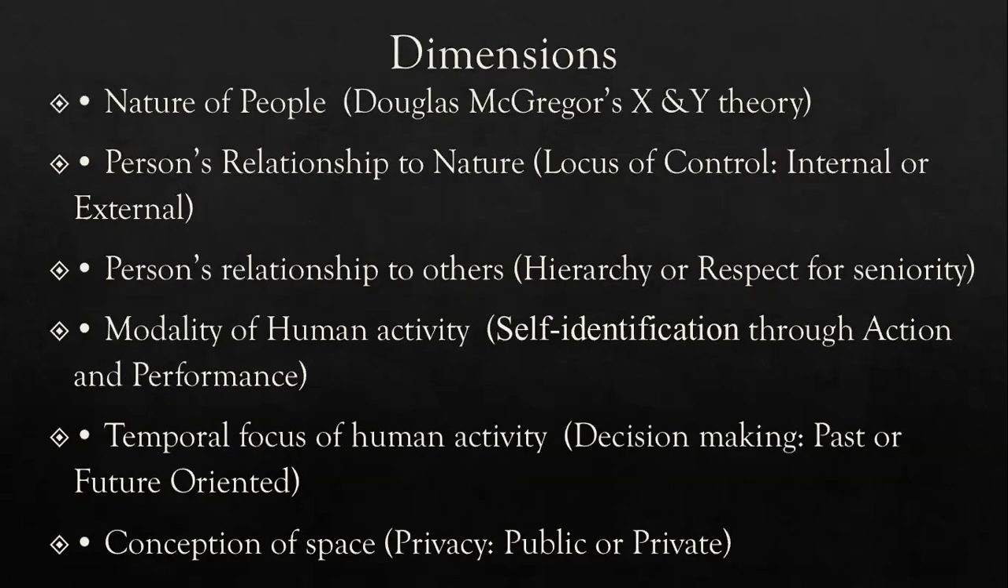The next is, again here we have certain dimensions in this model. So what are those dimensions? Number one is nature of people. So according to this dimension, we are trying to understand people, culture and their value system based on the nature of people, which has been derived from the most popular theory, which was given by Douglas McGregor, which is called McGregor's X and Y theory.